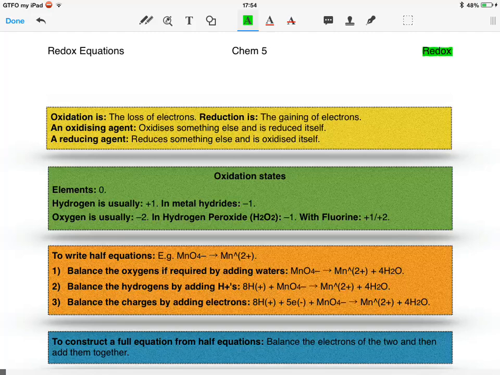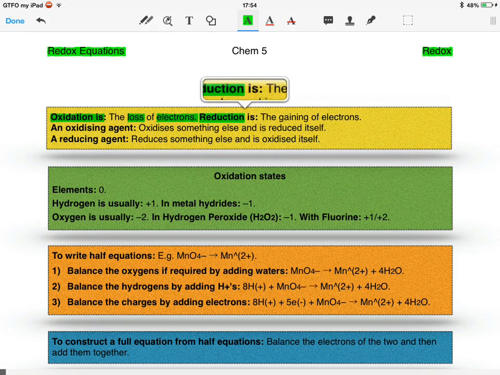So now I'm on to redox, and in particular I'll start with the basics, redox equations. Oxidation is the loss of electrons. Reduction is the gaining of electrons. So the keywords there: oxidation is loss, reduction is gain.